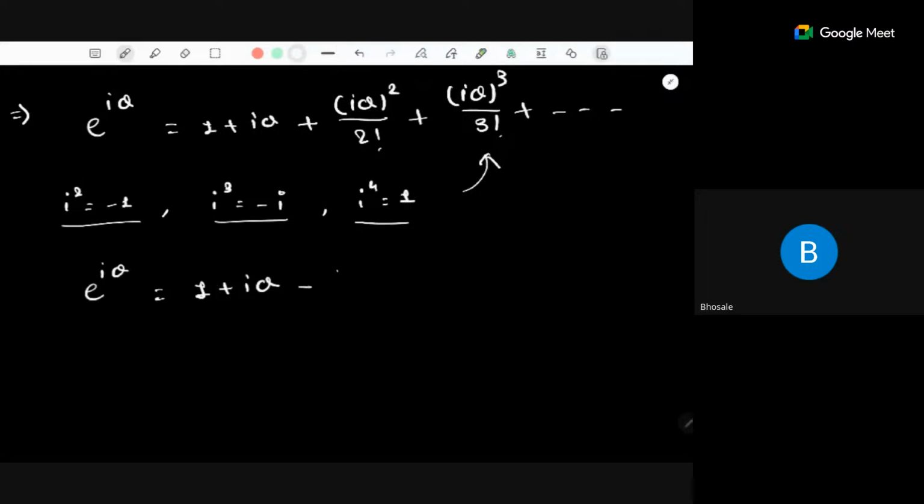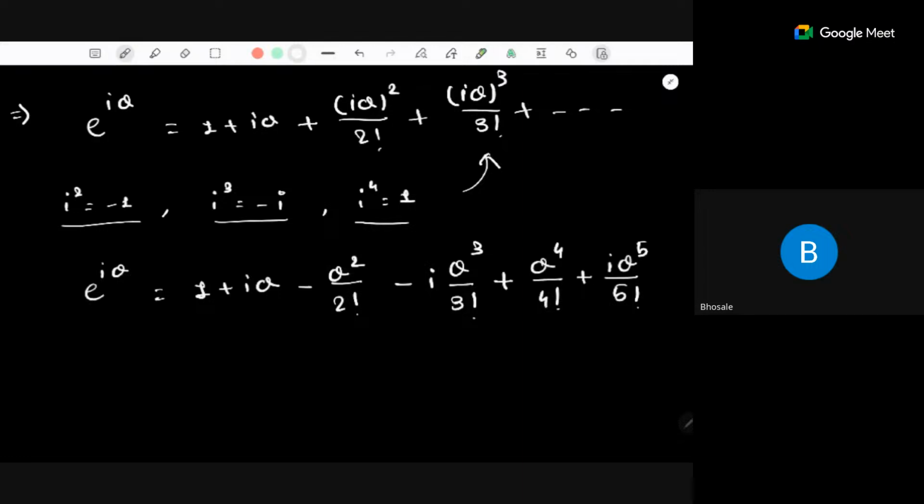So this will give minus theta squared by 2 factorial. Now here we have iota cubed, so iota cubed will give us minus iota. So this will give us minus iota theta to the power 3 by 3 factorial. And now plus theta to the power 4 by 4 factorial. And the same pattern will repeat, because after this we will have iota theta to the power 5 by 5 factorial.